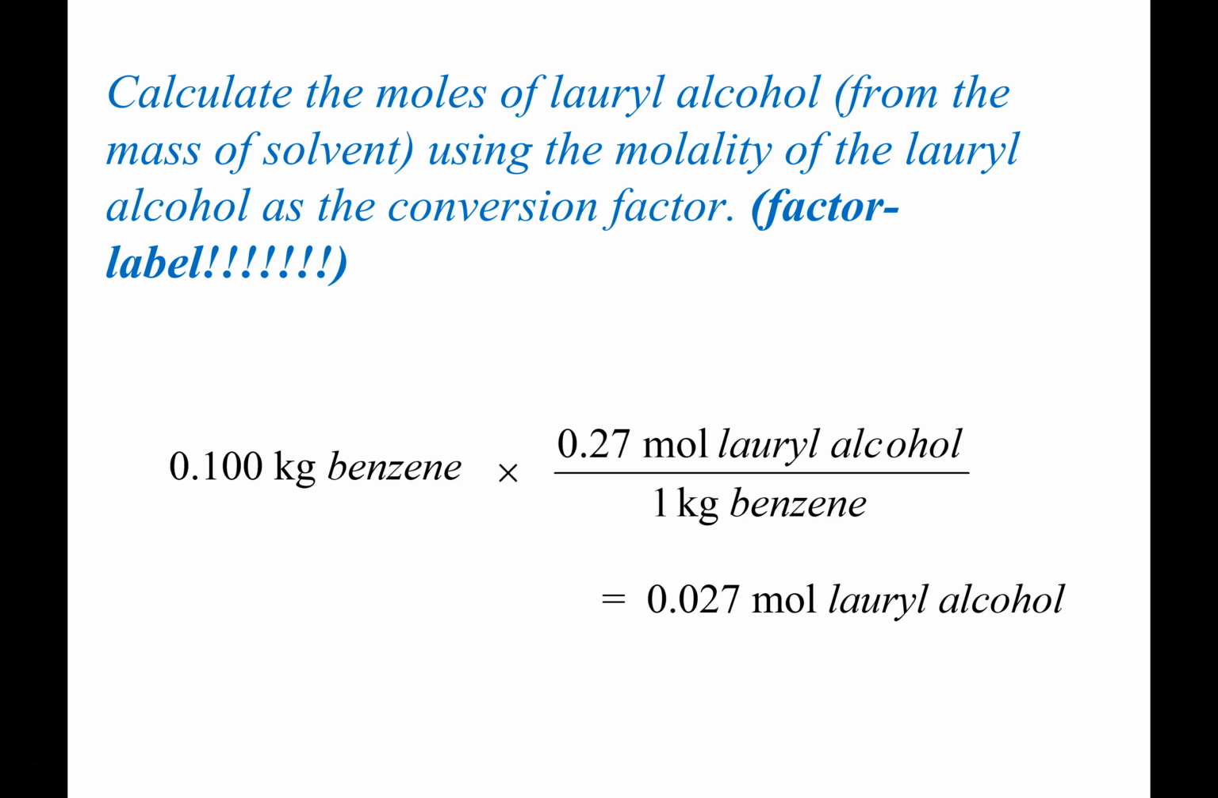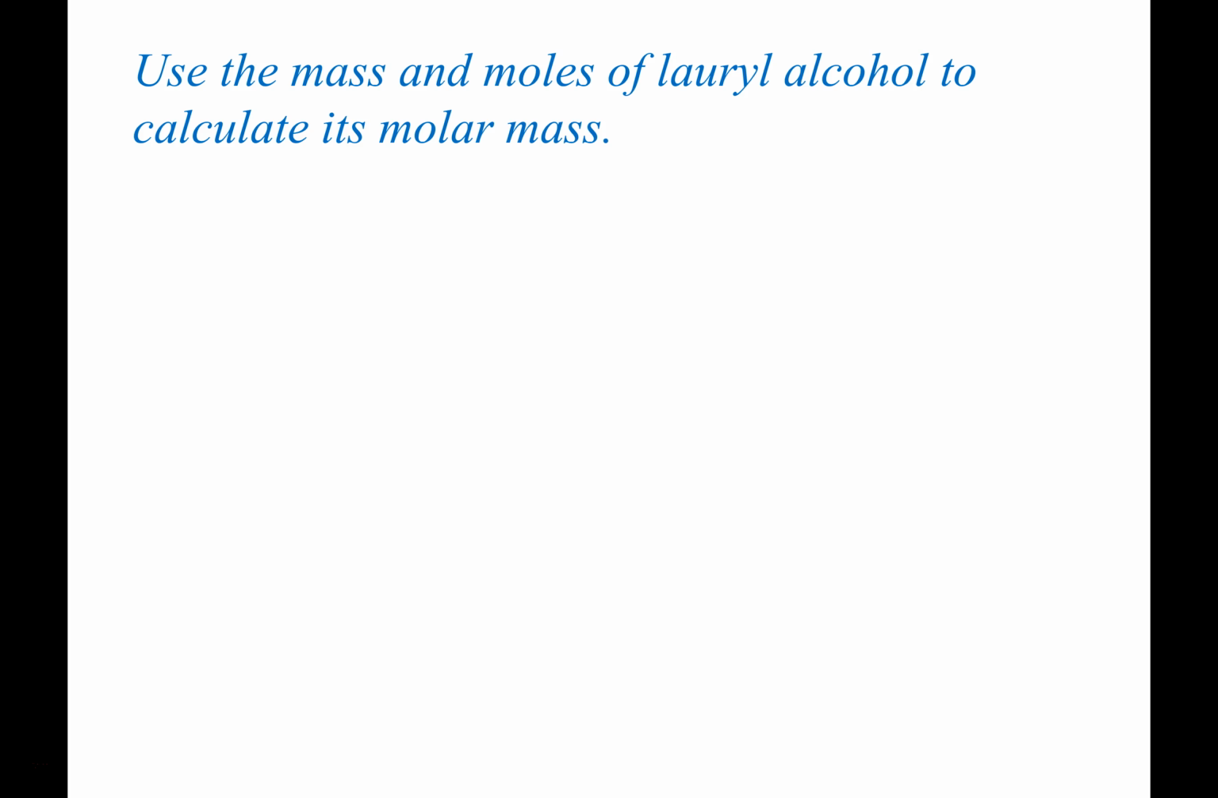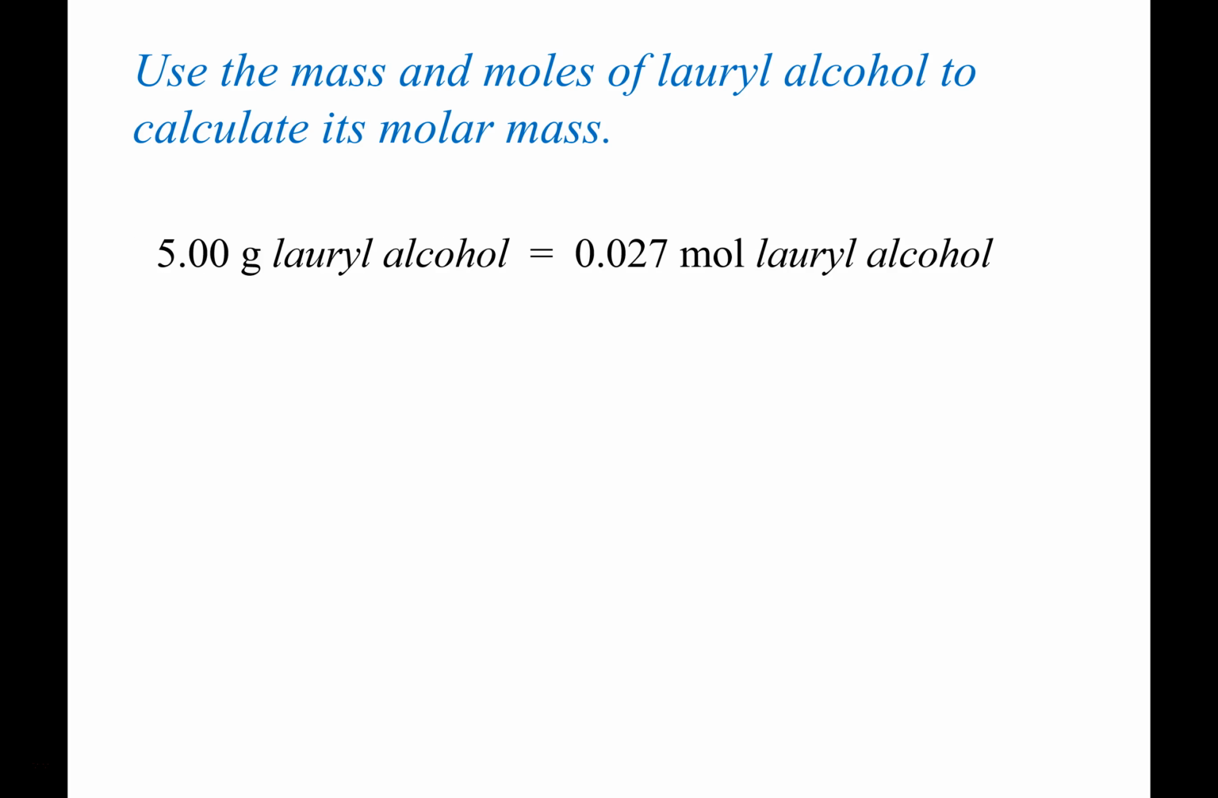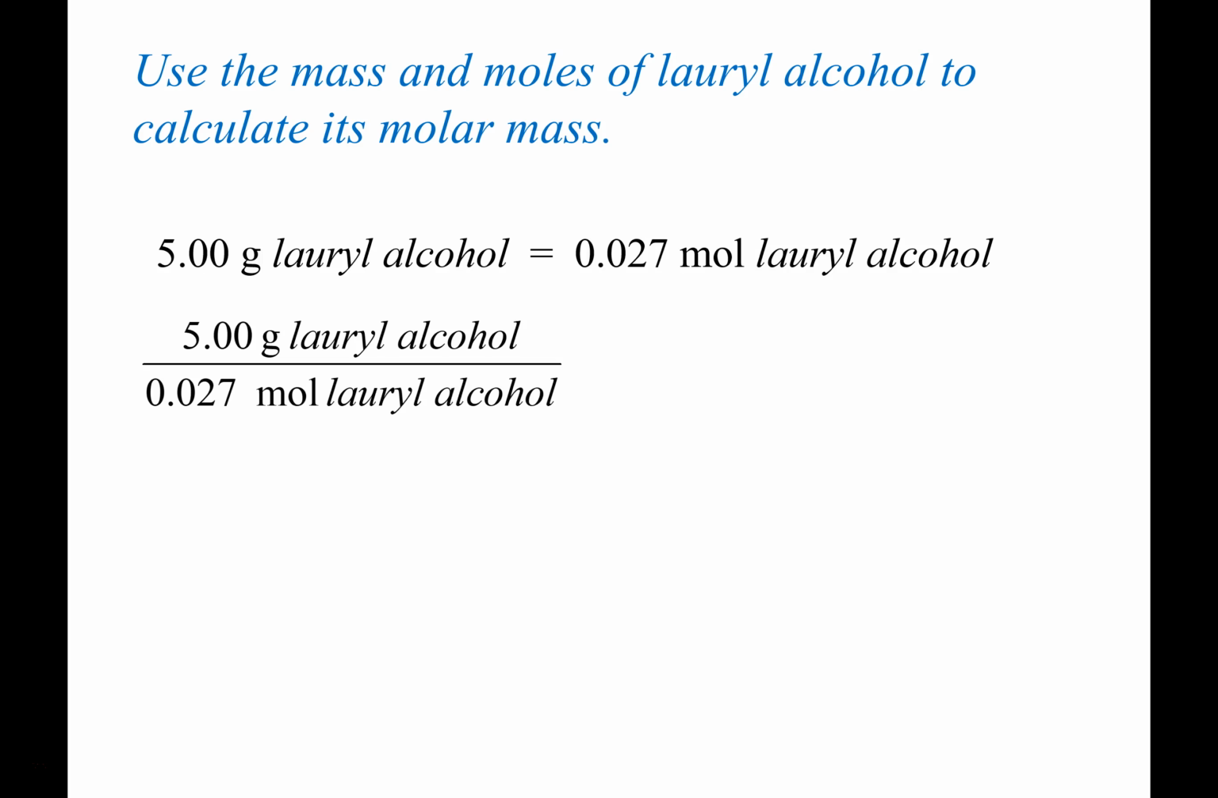So to finish up, and we're going for grams per mole, all we have to do is simply take that mass, 5.00 grams, and divide it by that 0.027 moles of lauryl alcohol, grams per mole. That's it.